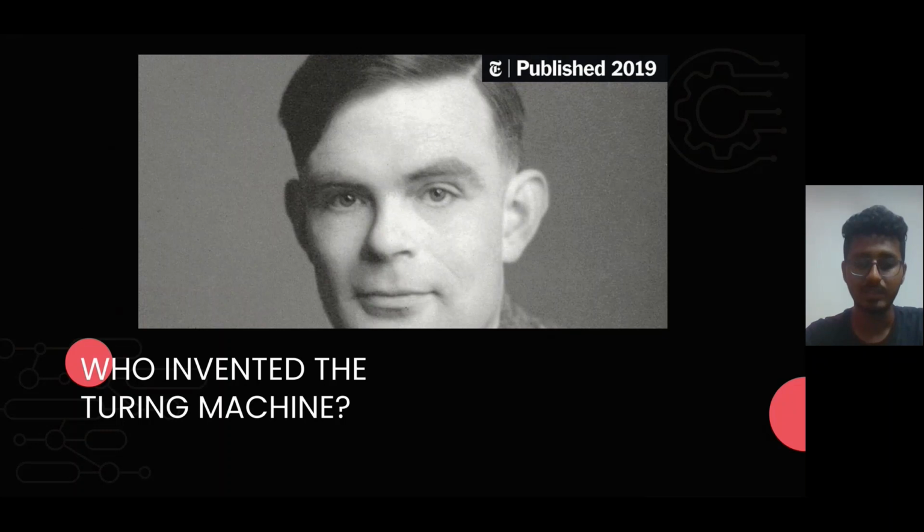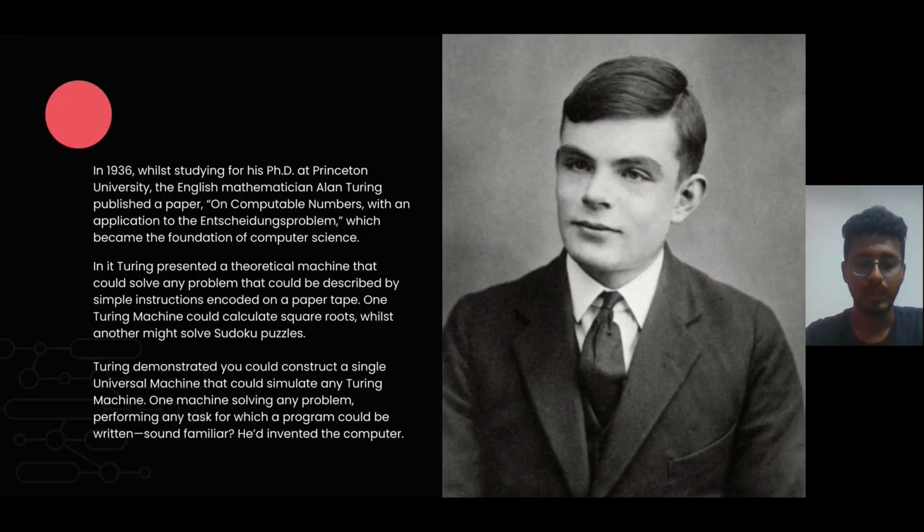So, let us see who invented the Turing machine. As the name suggests, it is Alan Turing who invented the Turing machine in 1936 while studying for his PhD at Princeton University. The English mathematician Alan Turing published a paper on computable numbers with an application to the Entscheidungsproblem, which became the foundation of computer science.